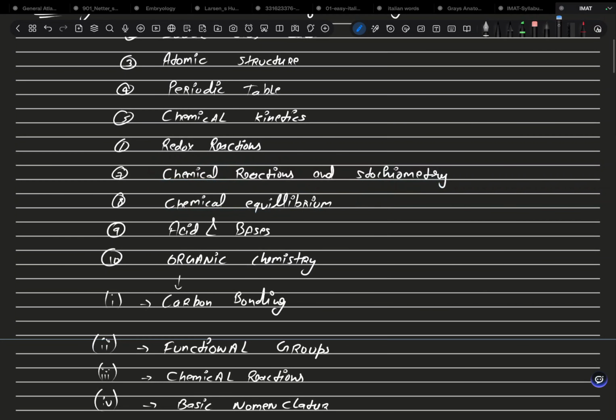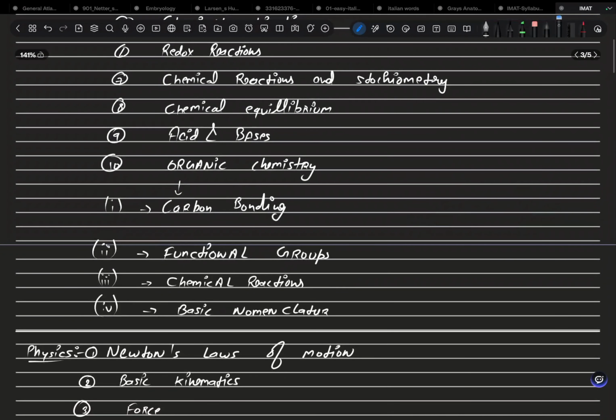Okay, and then there will be acids and bases. It will include concepts like pH calculation, and pH calculation is one of the most important topics for the IMAT examination, and you can find, I think, questions on these topics from the last 3 years.